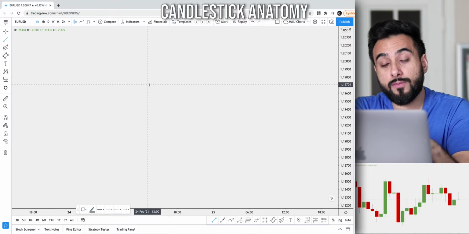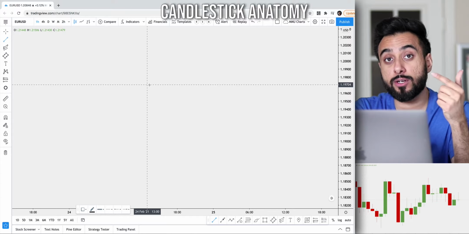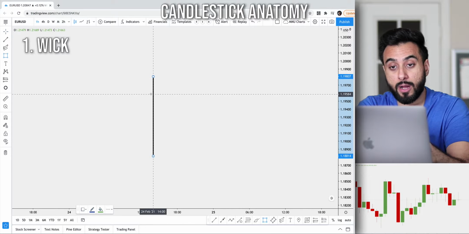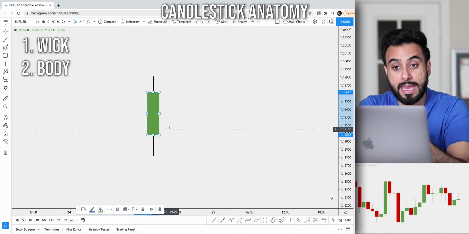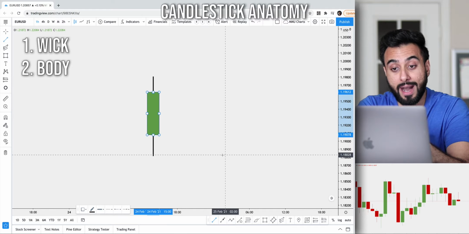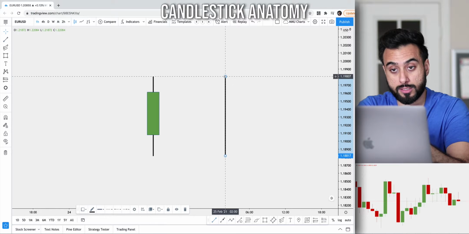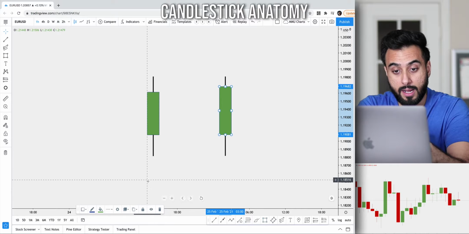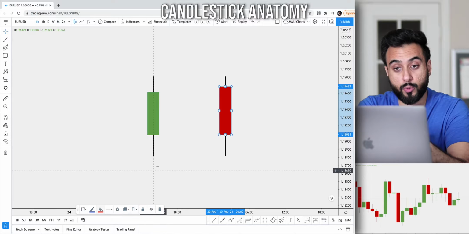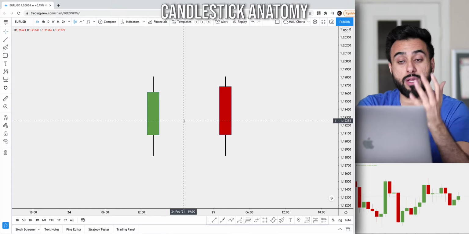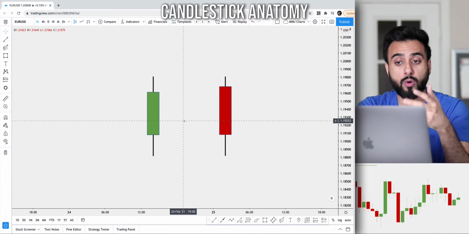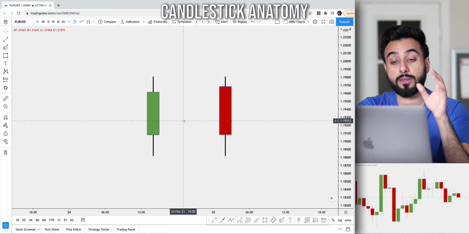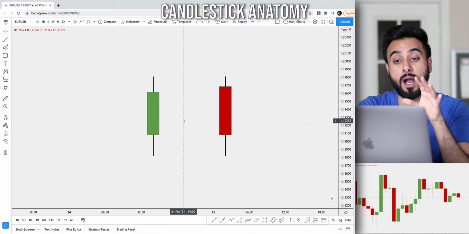So when it comes to the anatomy of a candlestick, there are only two components as traders that we care about. The first thing we care about is what's called the wick. The second thing we care about is what's called the body. Now, the body can be two different colors. The body can be either green or red, or depending on the chart that you're looking at, it could also be white or black, or other variations of different colors, depending on however you want to color code or set up your chart based on your preference. But the most common colors that you'll see are red and green.